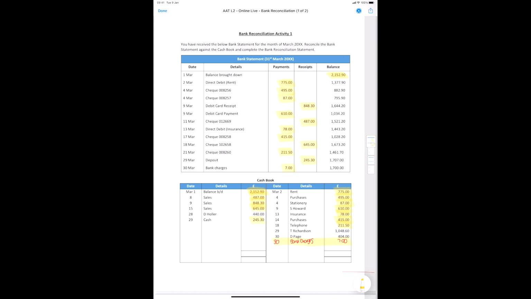Typical items which will appear in the bank statement and not in the cash book will be any bank charges. It might be any bank interest received. It could be any customer receipts, so a customer that's made a payment to us and they haven't made us aware of it. Or potentially any standing order or direct debit payments. If they appear in our bank statement, we need to add them to our cash book.